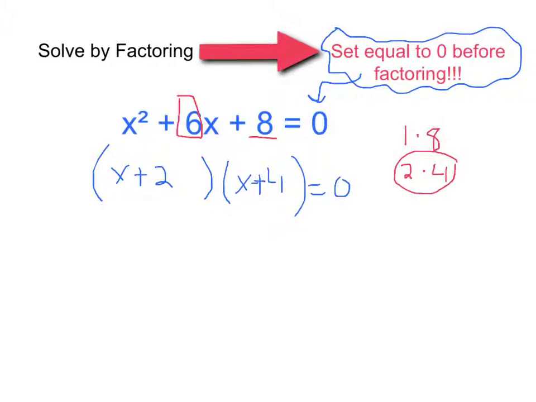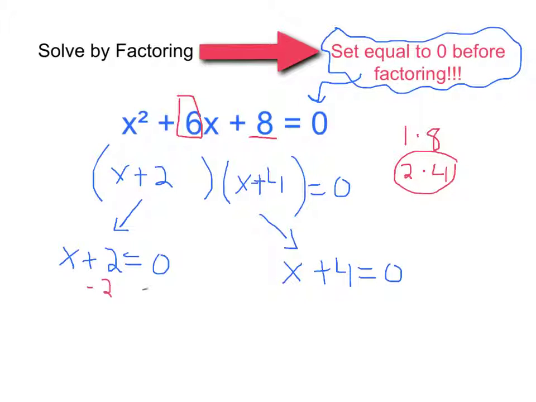So now we just want to know what values of x make this true. So now we can use the zero product property, break these two binomials up. If when you multiply them together you get 0, then that means that either the first binomial, x plus 2 equals 0, or the second binomial, x plus 4 equals 0. And now we just have to solve for x on both cases.